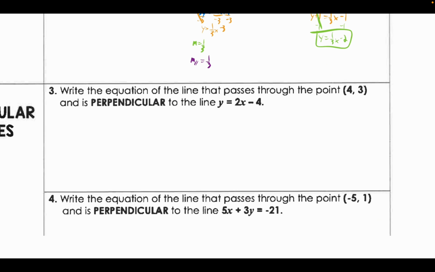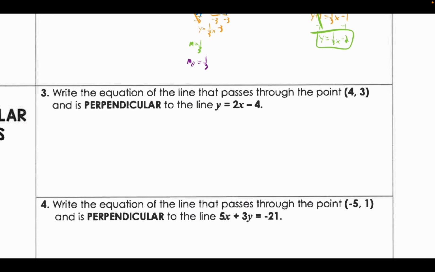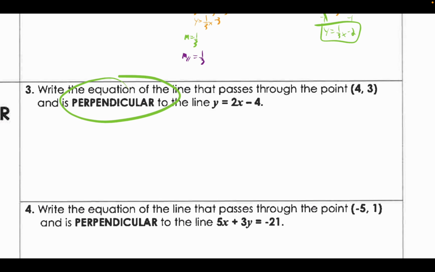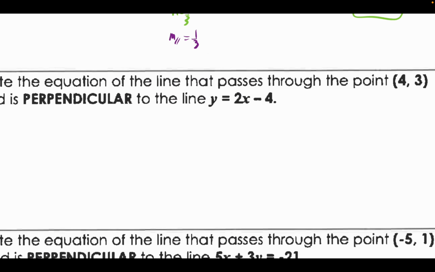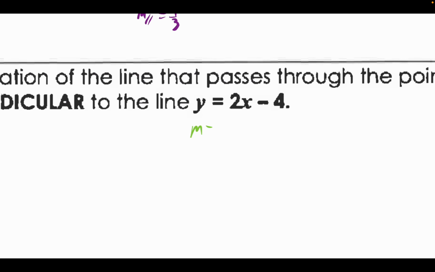On number 3 here, we're going to write the equation of the line that passes through this point, (4, 3), and is perpendicular to this line. So once again, we need the slope. We need the slope of the line in order to get point-slope form. And so we need the slope of this line. The slope of this line is 2/1. We can easily identify that since it is in slope-intercept form, y equals mx plus b.